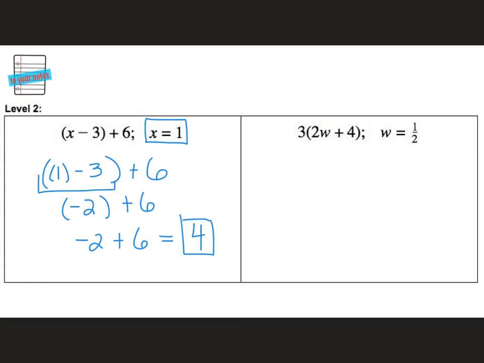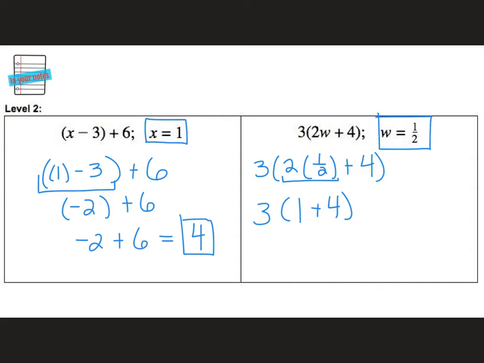Next one here, wherever I see w, I'm going to put 1/2. So we have 2w. Instead of w, we'll put in 1/2 plus 4. So starting in these parentheses, I have multiplication and addition. We'll start with multiplication. 2 times 1/2, we can think of if we had 2 halves, that's going to make a whole. So that's going to give us 1. Staying in the parentheses, 4 plus 1 is 5. And now we have multiplication. 3 times 5 gives us 15.